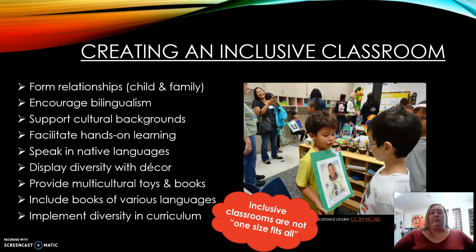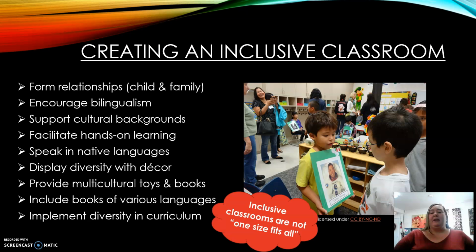It's also crucial that we support cultural backgrounds. We should make sure that all students feel comfortable, that we involve their native languages, their native cultures, their dancing, and their artwork, not only supporting special holidays, but every day of the year. It is important that we facilitate hands-on learning so that those students that maybe do not understand English can still experience the learning objectives through hands-on activities.